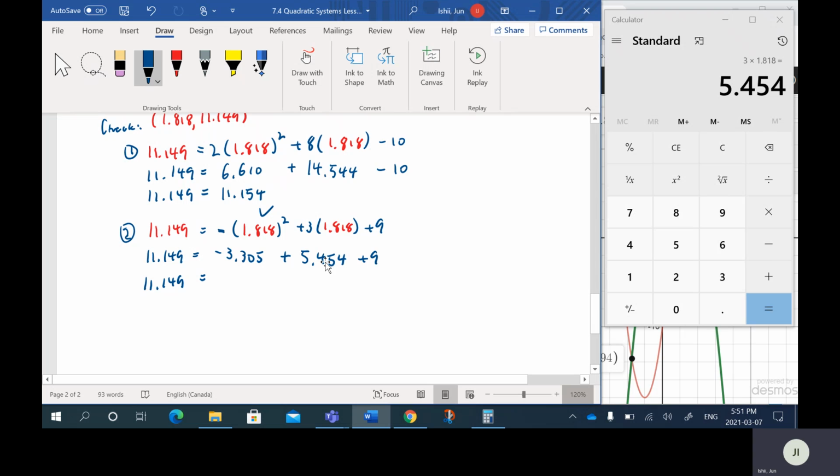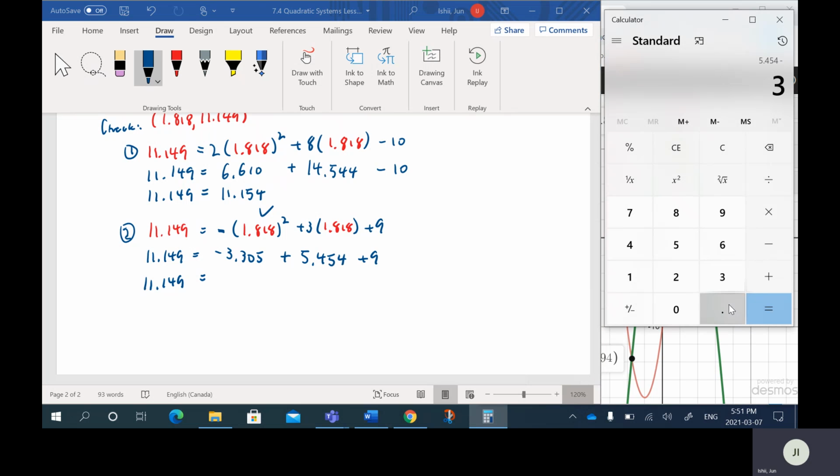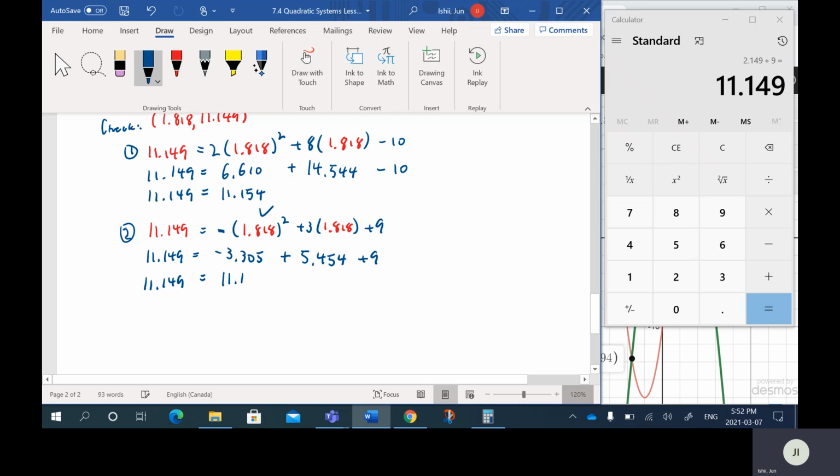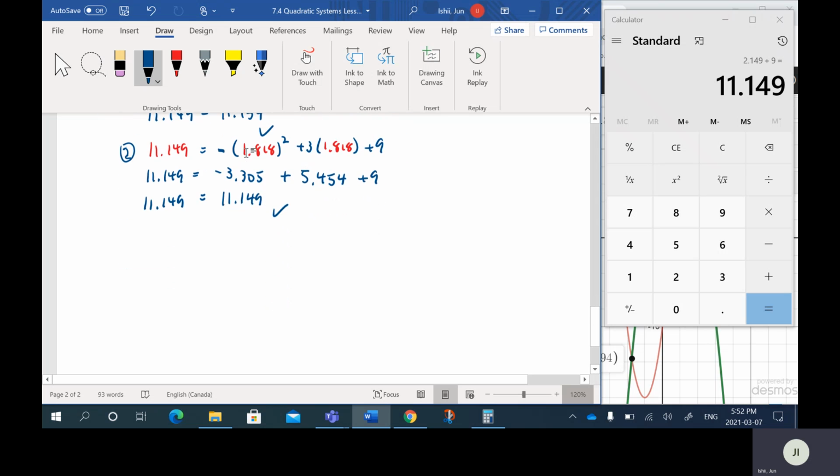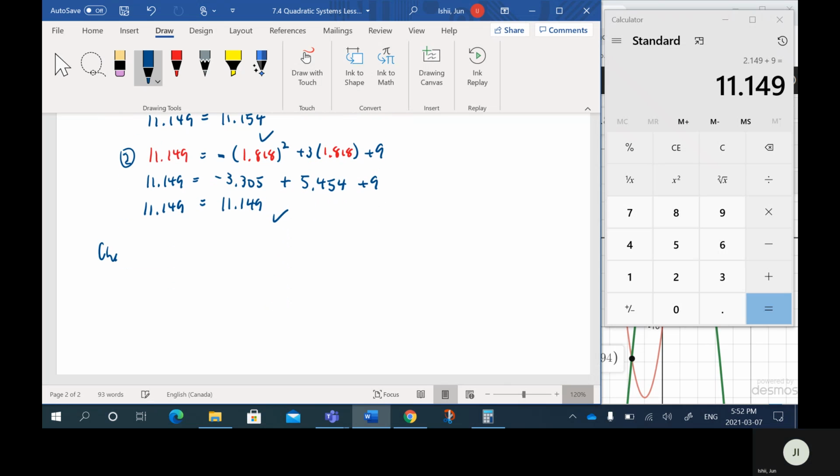So I got 5.454 minus 3.305 plus 9 equals, and we actually do get the exact same number here. So 11.149. Okay, so that one works there. All right, so that means that this first one here, yes, is a solution. We also need to check the other point that we got.